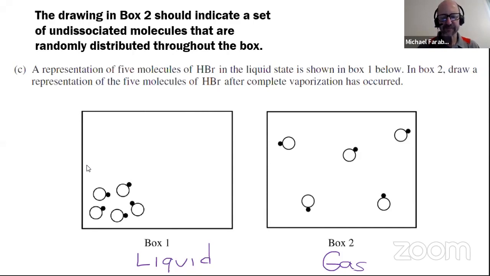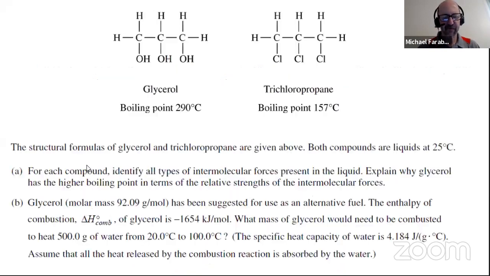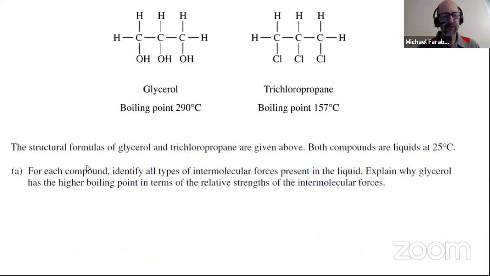Okay, we have time for one last FRQ, and it has just parts A and B. So take a look at this question, pause the video, answer this question, and then press play when you are ready to check your answers. All right, I am making the assumption that you have done that and you are ready to check your answers, so here we go. The structural formulas for glycerol and trichloropropane are given above.